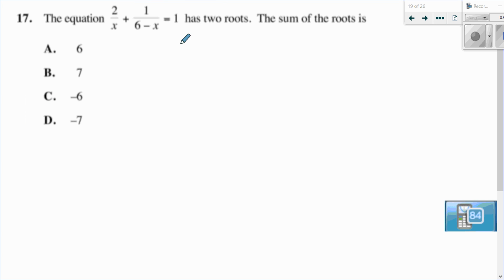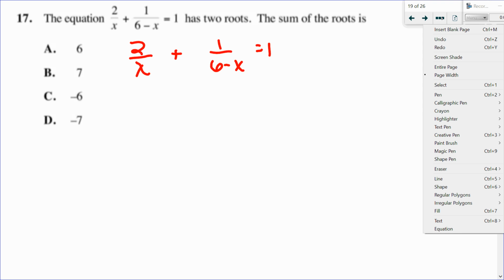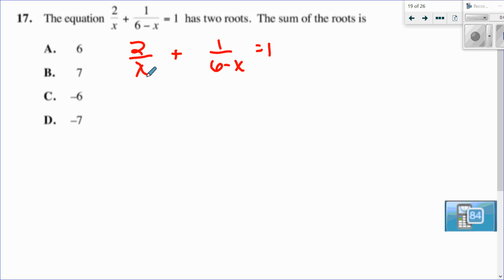Okay, this one here, it has 2 roots, and we're going to find the sum of the roots. So I have 2 over x plus 1 over 6 minus x equals 1. Okay, so I'm going to use balance again. So to get rid of this x, I would multiply everything by x. I have to maintain the balance of the equal sign. To get rid of 6 minus x, I would multiply everything by 6 minus x.